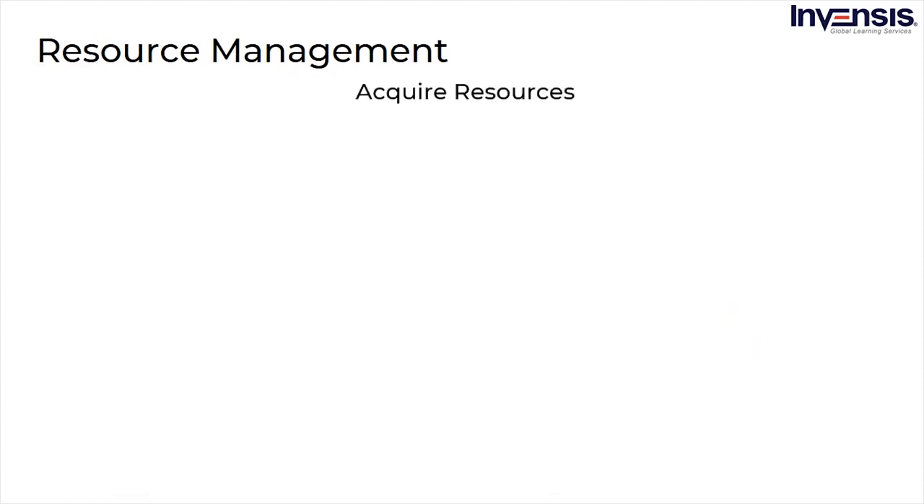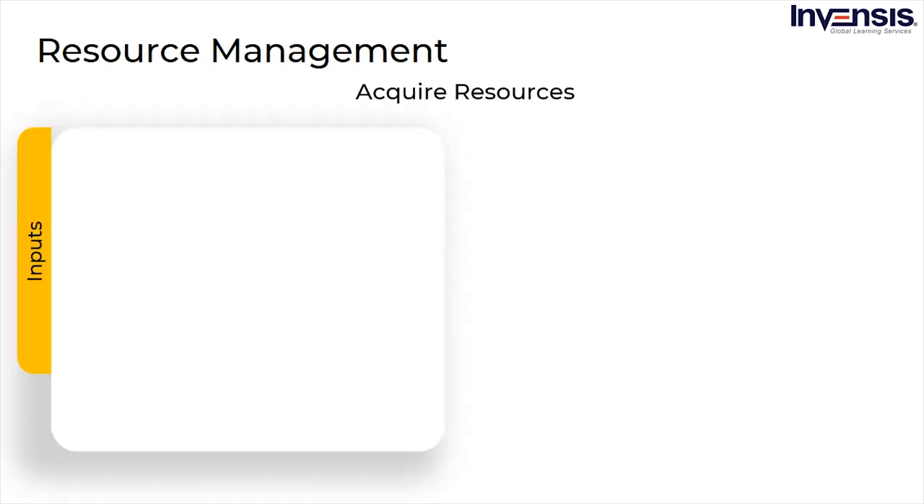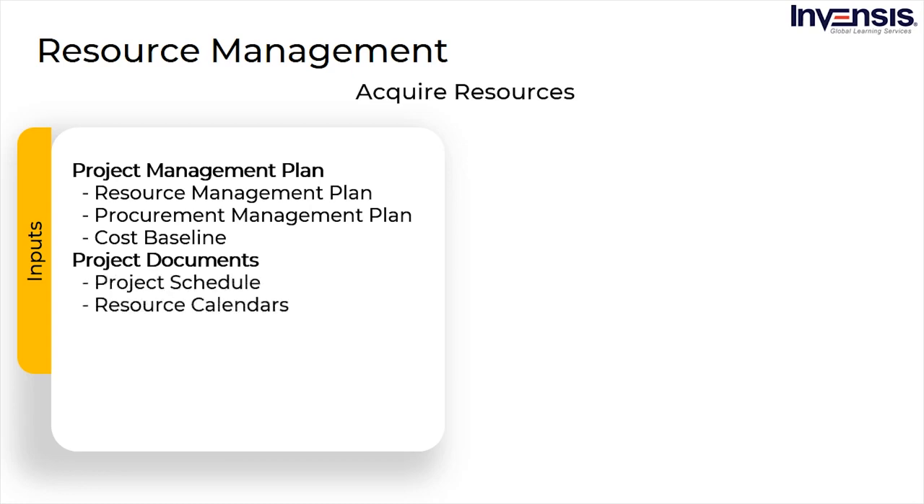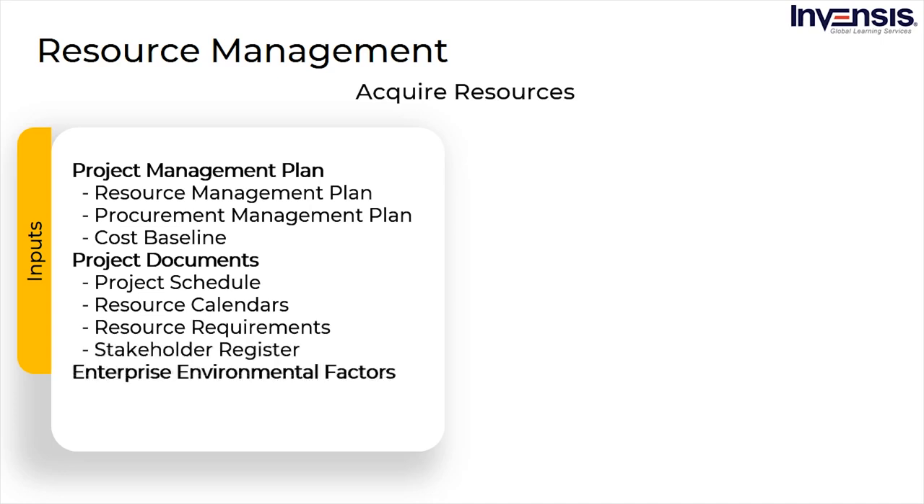The next knowledge area is resource management. The first process under this is to acquire resources. To begin with, the inputs under this is a project management plan that includes a resource management plan, procurement management plan, and cost baseline. The next input is project documents. This includes project schedules, resource calendars, resource requirements, and stakeholder registers. Next, we have enterprise environmental factors as input, followed by organizational process assets.